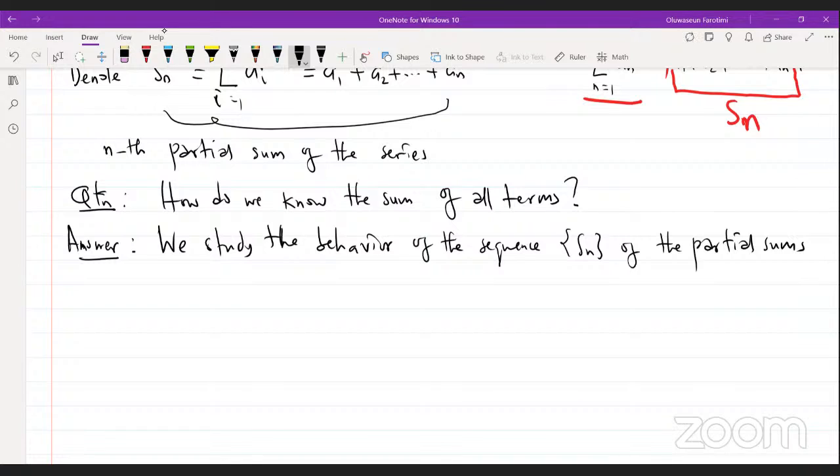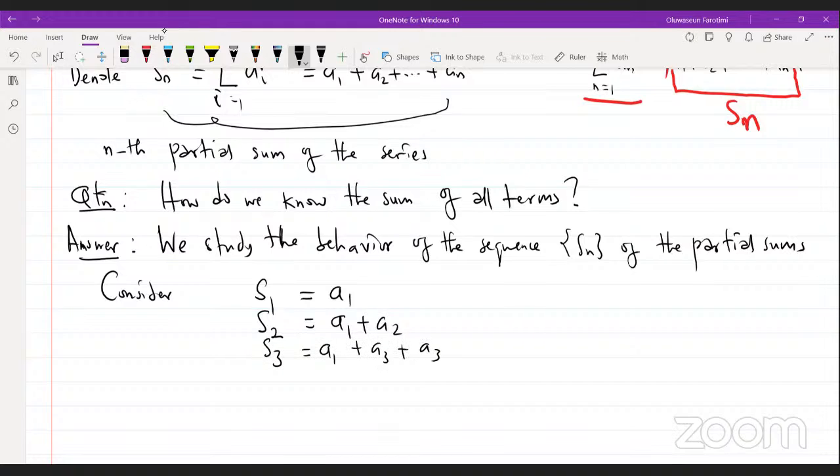Now consider S1, which is the first term. What is going to be S2? Now these are sums, right? So this is going to be A1 plus A2. What is going to be S3? That means you have to sum up 3 terms. I can continue. What is going to be Sn? Sn means I'm going to sum up the nth terms, or I mean n terms. So you have the sum from i from 1 to n of ai.